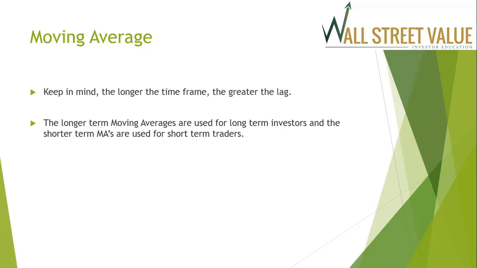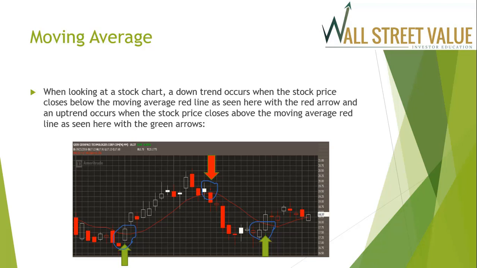The longer-term moving averages are used for long-term investors, and shorter-term moving averages are used for short-term traders. When looking at a stock chart, a downtrend occurs when the stock price closes below the moving average line, as seen here with the red arrow, and an uptrend occurs when the stock price closes above the moving average, which is the red line, as seen here with the green arrows.